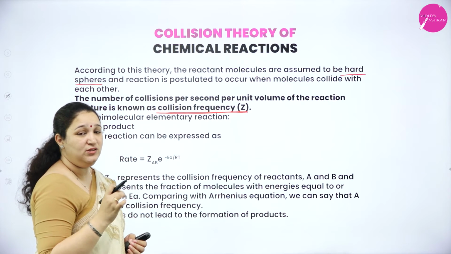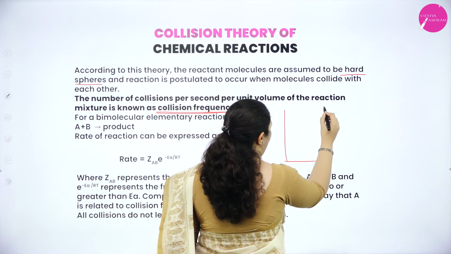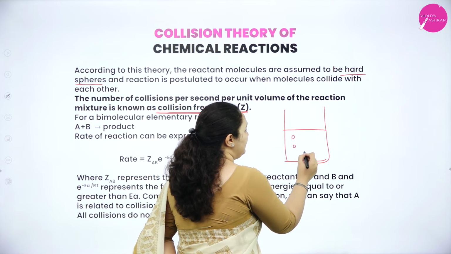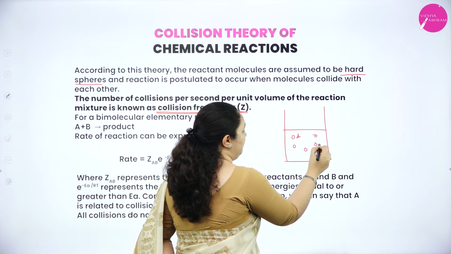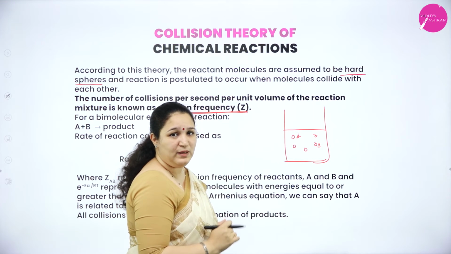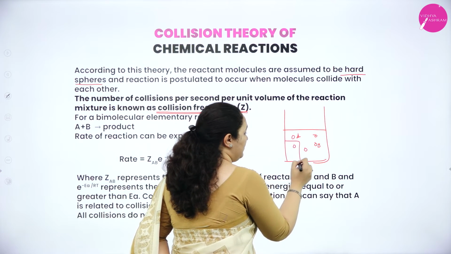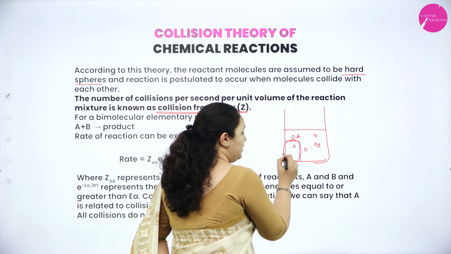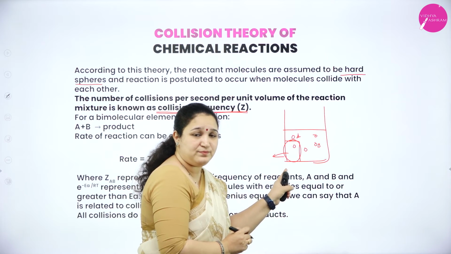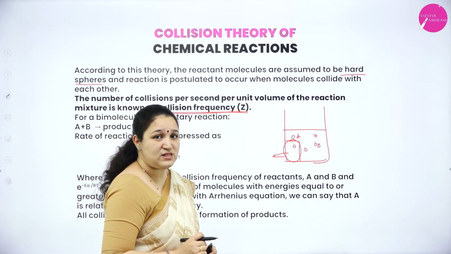What is collision frequency? Now for example, I have some reaction which is happening inside a beaker. I have my reactants A and B. Now A and B should collide with one another to form the products, isn't it? So if this is the unit volume which we have taken, how many collisions will happen per unit volume in 1 second? That is called collision frequency. What is collision frequency?